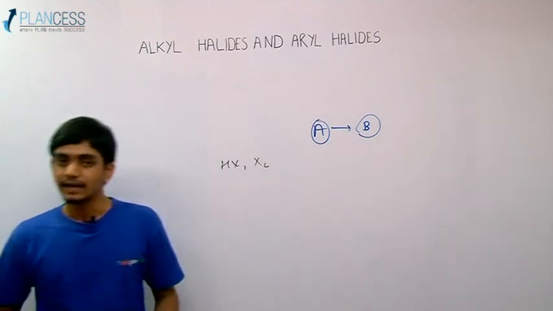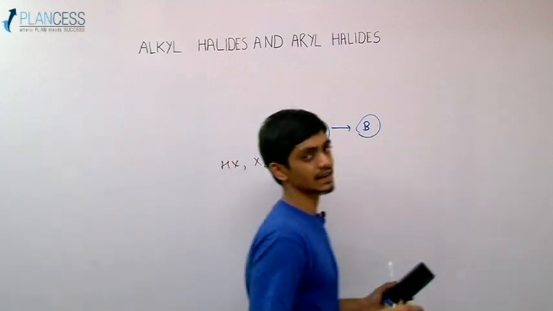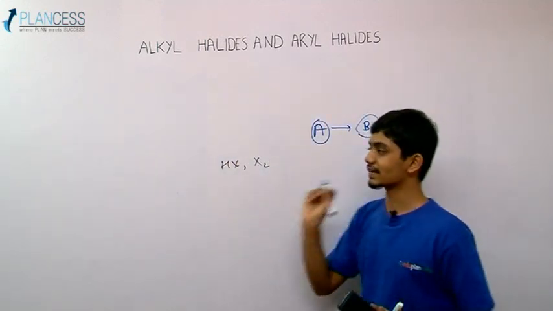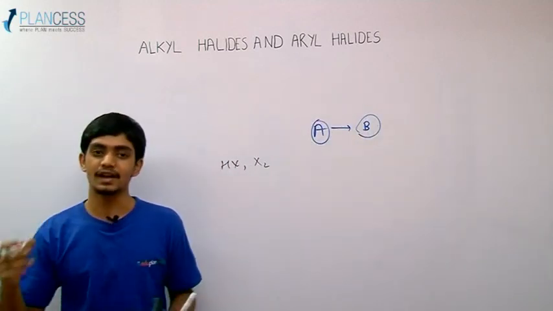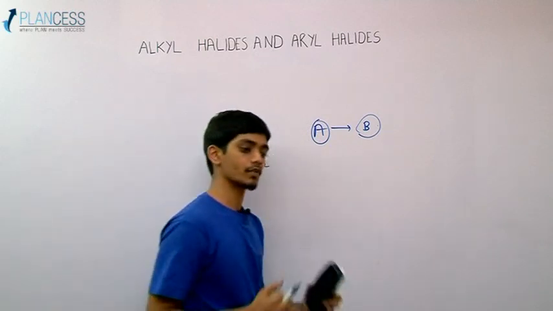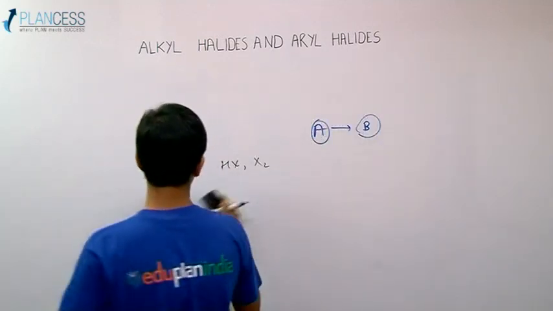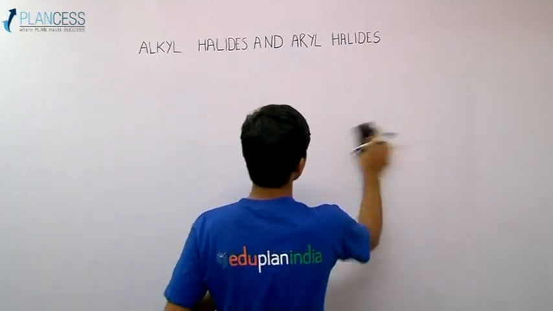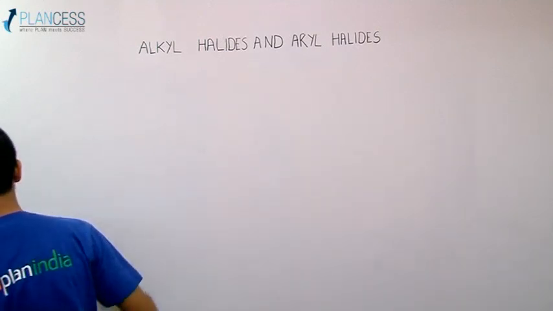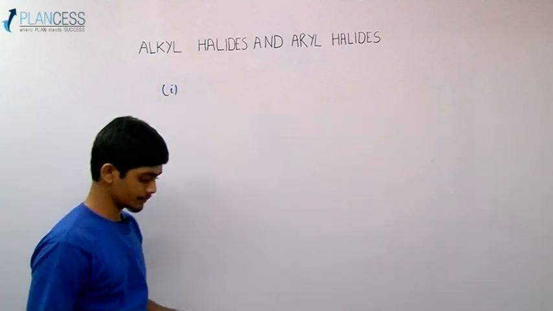This way almost all the categories of compounds, alkanes, alkenes, alkynes, alkyl halides, alcohols, aldehydes, ketones, everything is linked to each other. You can prepare one compound from another and you can react one compound to get another. So let us start with the preparation methods. I will start with a different preparation method other than those 2.